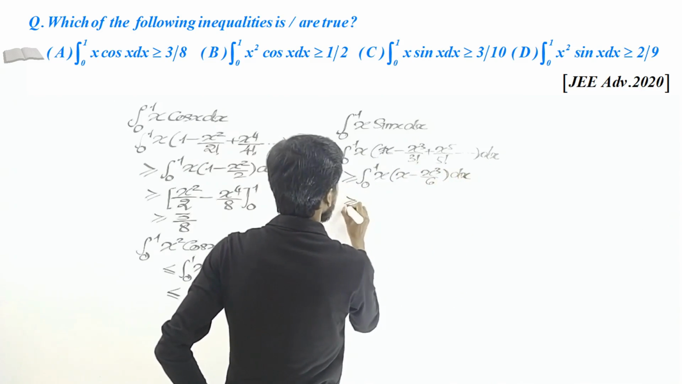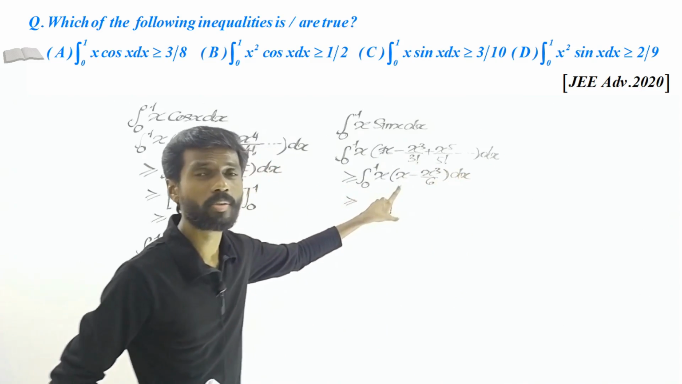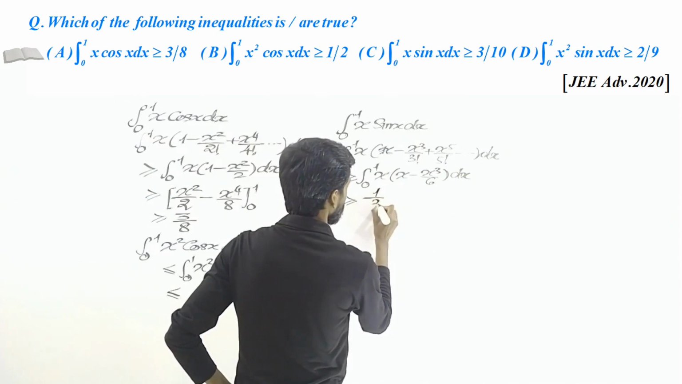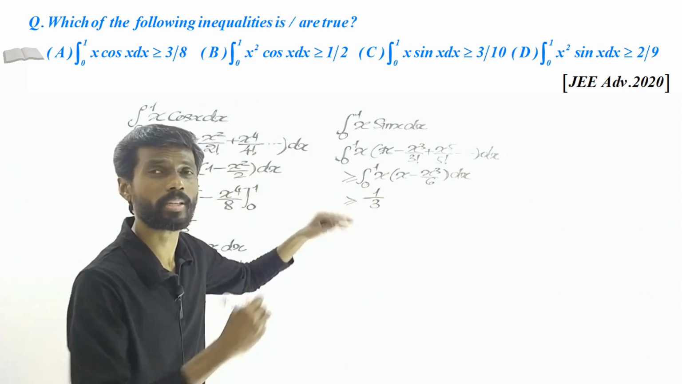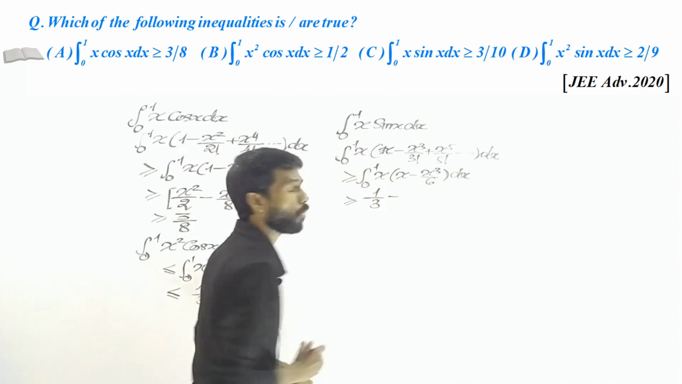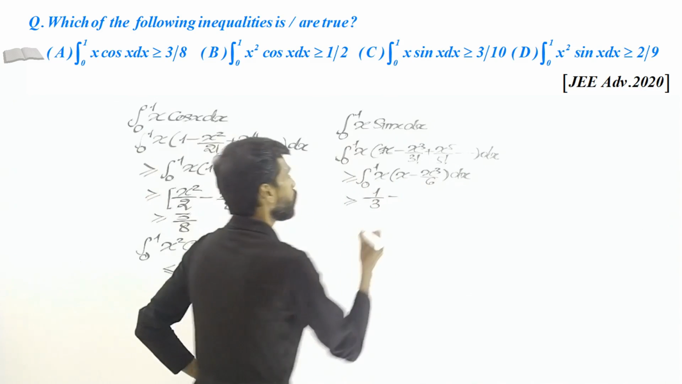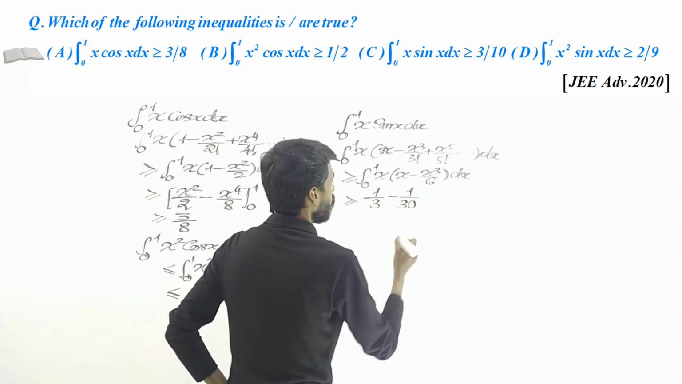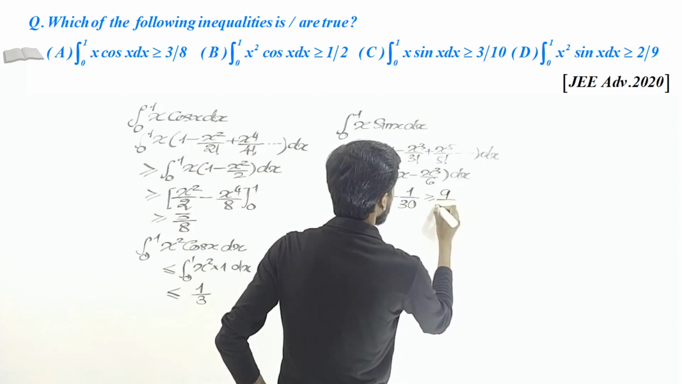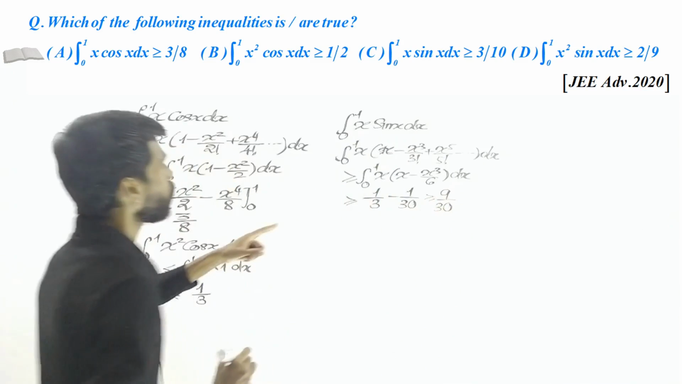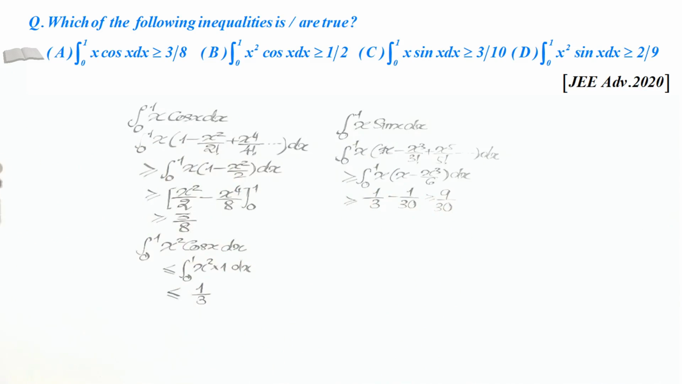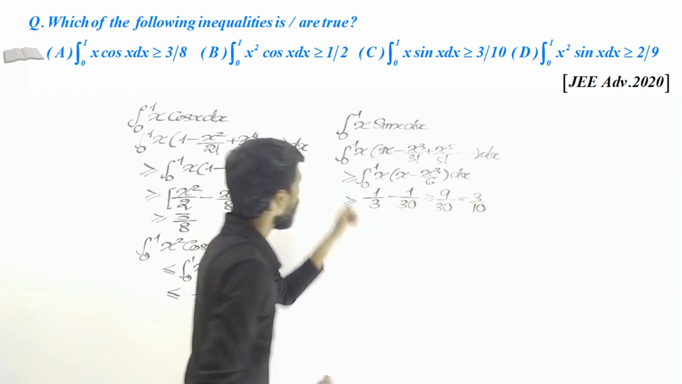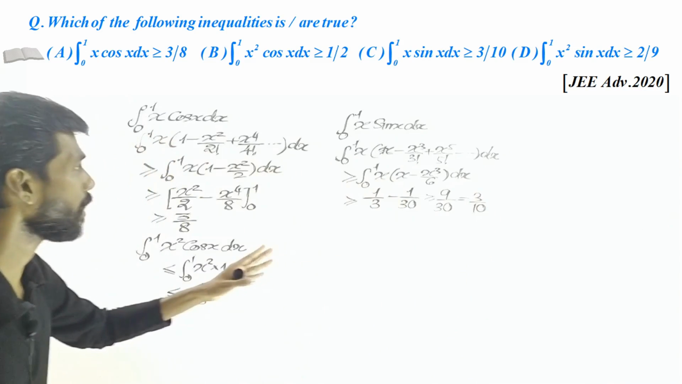So that is greater than or equal to, this is x square, so x square integration is x cube divided by 3. You can substitute directly, so 1 by 3. Minus this is x to the power 4, so that is x to the power 5 divided by 5, so that is 1 divided by 5 times 6, so that is 30. So this value is greater than or equal to 9 divided by 30, so x sin x integral is greater than or equal to 3 by 10.